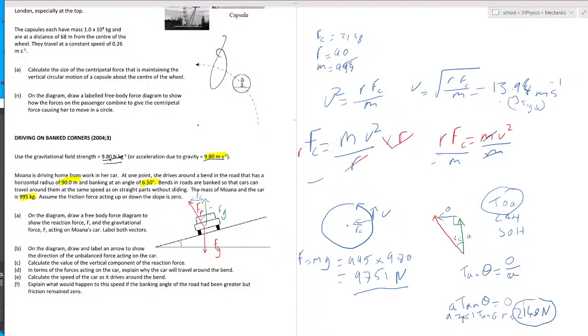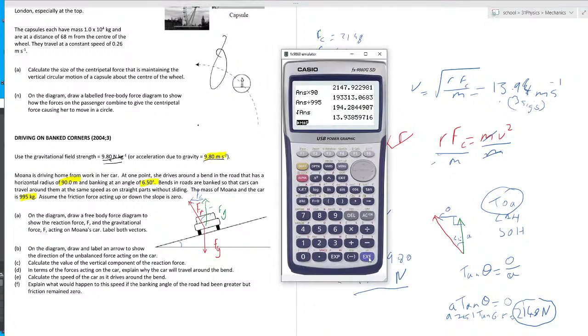If I make the angle bigger, let's just do it: 9751 times the tan of a bigger number. I'm just going to pick 10, for instance, and I get a bigger number. In fact, that's huge. So as the angle increases, the centripetal force is going to increase.